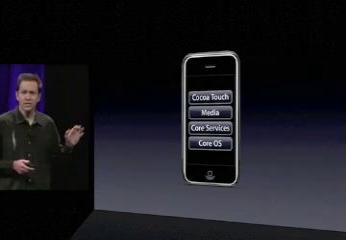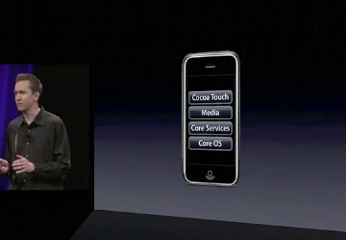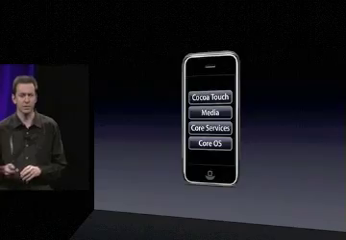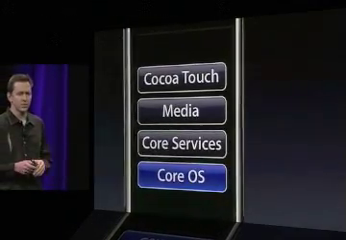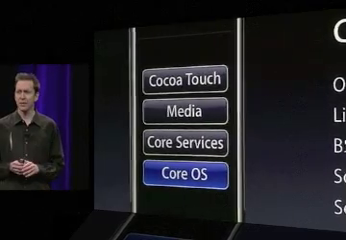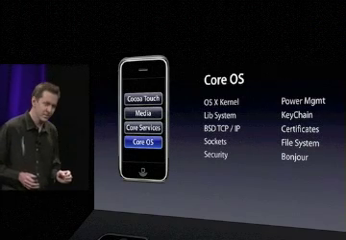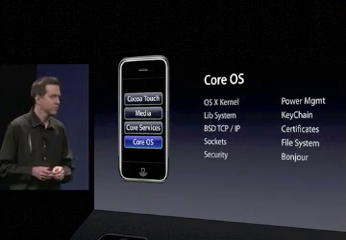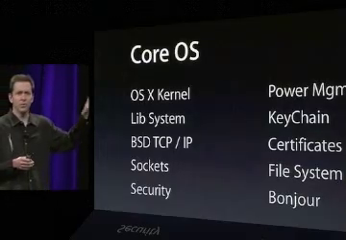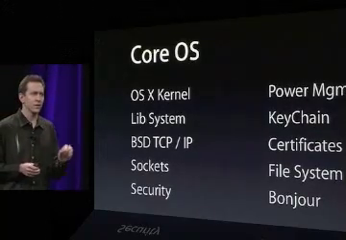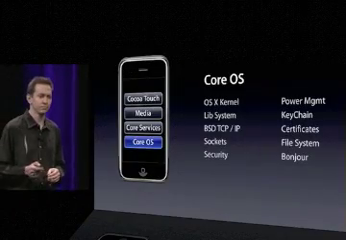The APIs and the frameworks on the iPhone share extensively with those in Mac OS X. Starting with the Core OS architectural layer, we actually use the exact same OS X kernel on the iPhone that forms the basis of Mac OS X. In fact, if you look at the APIs and the frameworks at this layer, almost all of them share line for line the same source code that we use for Mac OS X.